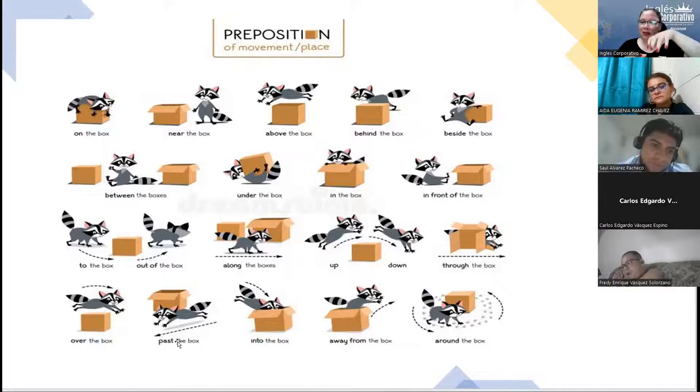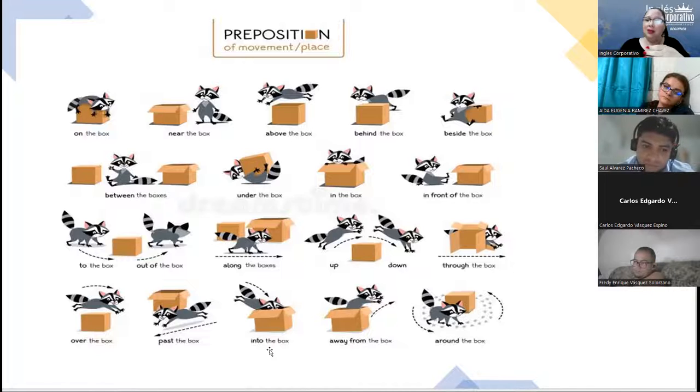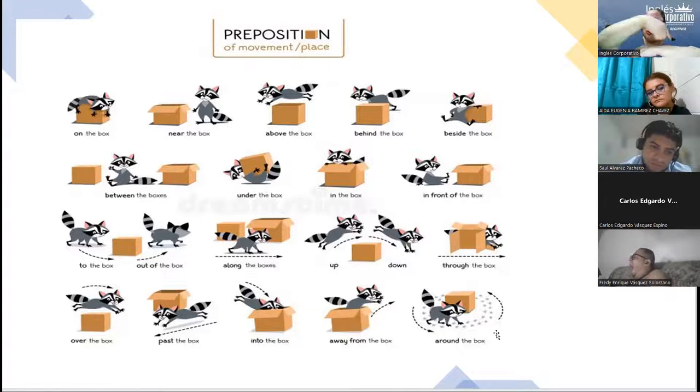Then past the box. The box is right here. And the place where I go is past the boxes. Maybe just 2 steps farther. Okay. And then into the box, moving from out to in. Into movement. Away from the box, it's almost out of the box, right? Out of the box, but getting very far. Even though out of, it's just to stay right beside the box, okay? And it doesn't matter. Around the box, you are in a circle, right? Like in a circle, rounding. So it's around the box.